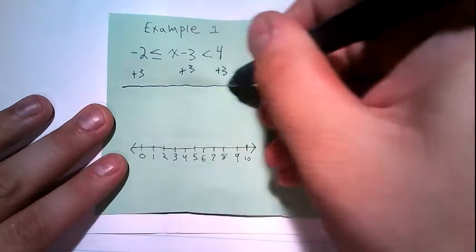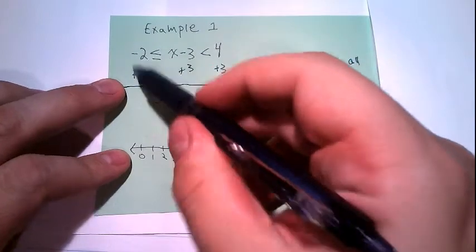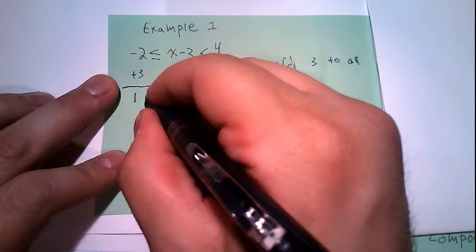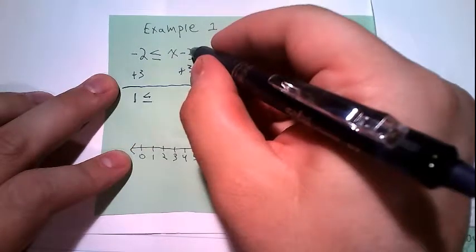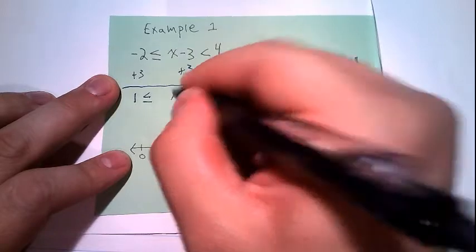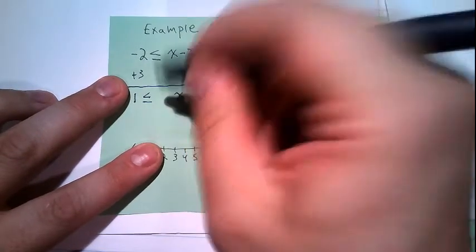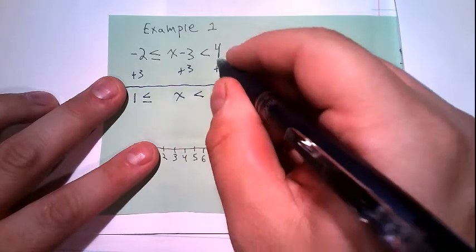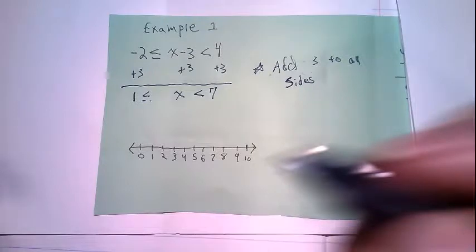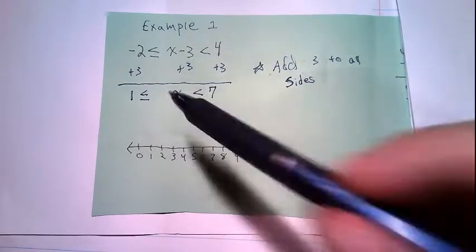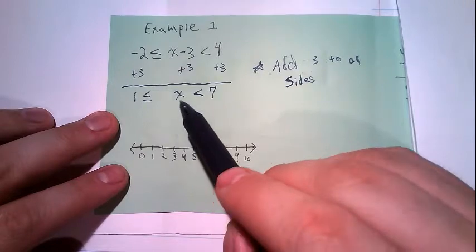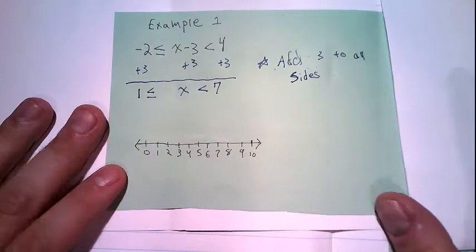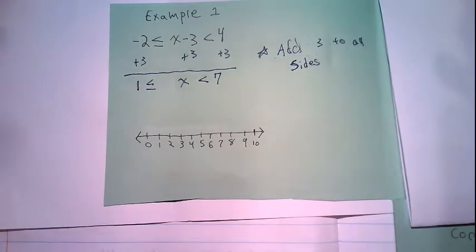Now let's see what happens when I do that. Negative 2 plus 3 is positive 1, less than or equal to. Those cancel, so I'm left with just x now. And that's less than 4 plus 3 is 7. Now if there was more, if this was say like 4x, then I'd divide by 4 on every single side. It's not though, it's just x.